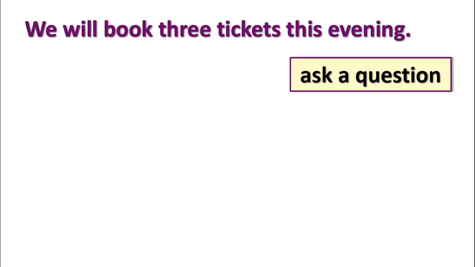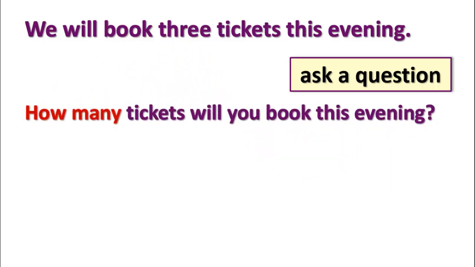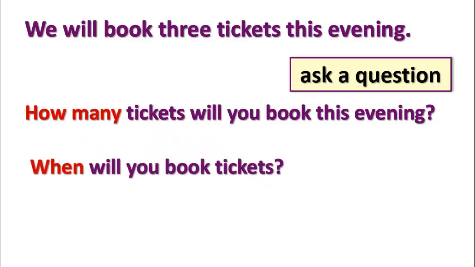Let's check the answers together. If you look at the first one, we will book 3 tickets this evening. Here we have more than one question word that we can use. The first one we can say, how many tickets will you book this evening? Here we ask about the number, 3. This is the first question that we can form. And also we can ask about the time, this evening. So the question word that we are going to use is what? When. So the question is going to be, when will you book tickets?